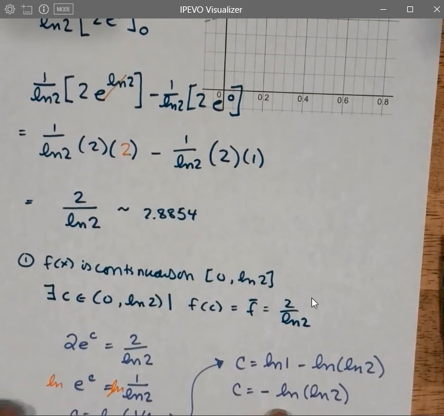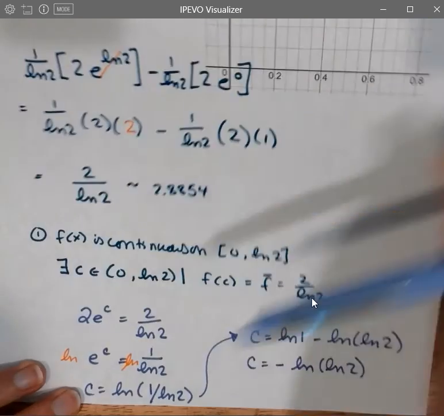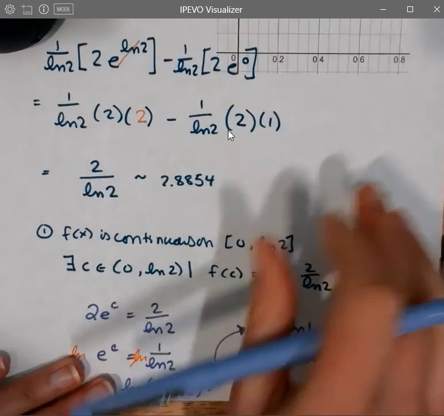Now, let's find out the decimal value of that so that we can verify.